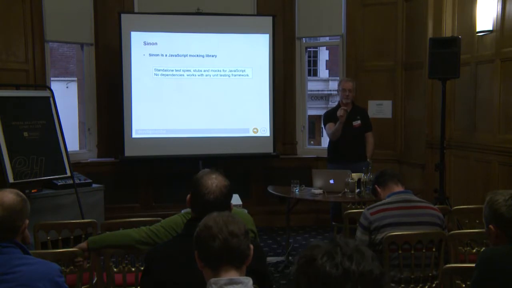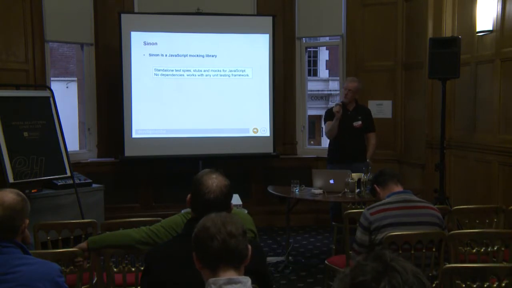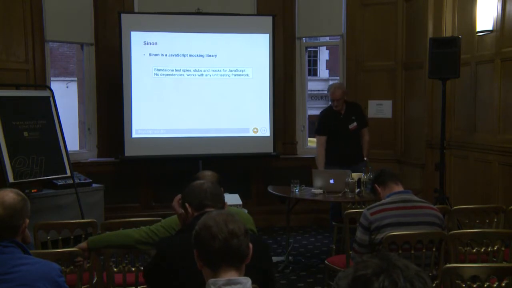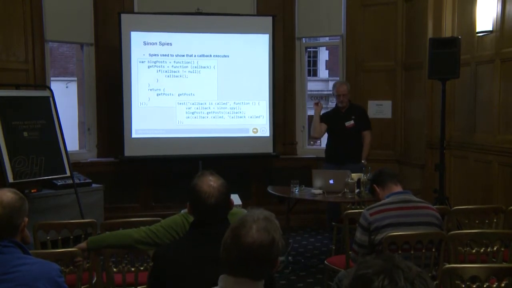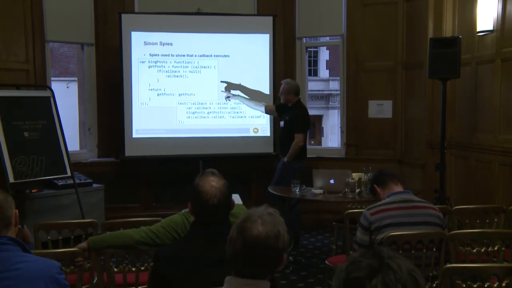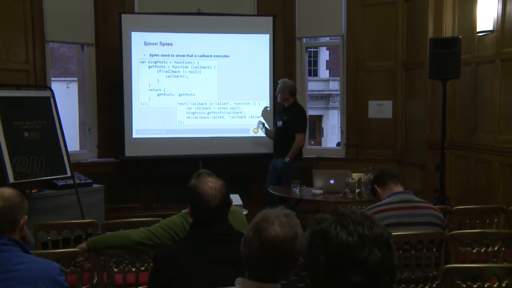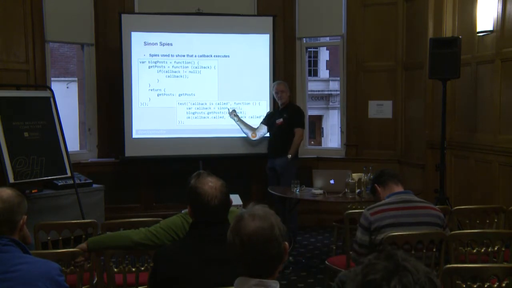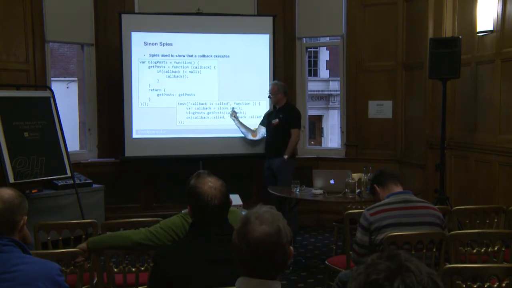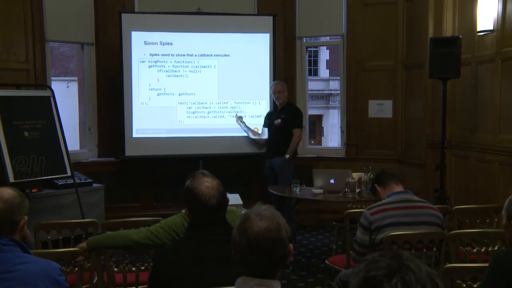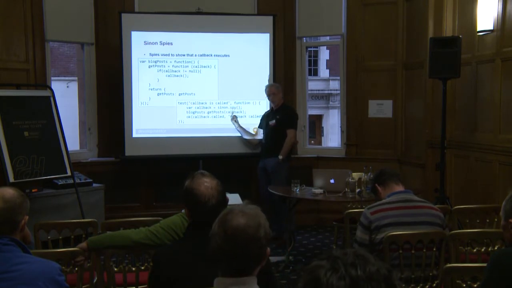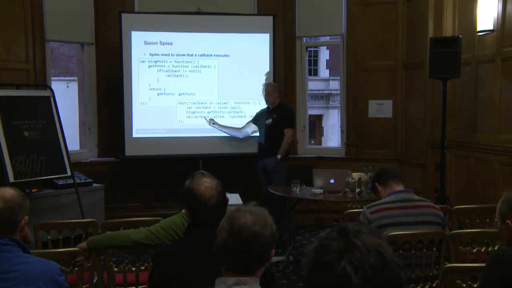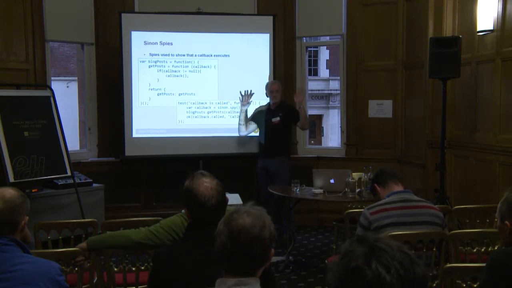So I can walk up to my spy and say, were you called? Were you called with this value? The example we saw was this: we took the blog post and called it with a callback. Rather than creating my own dummy function, I can use Sinon instead. I can say callback equals sinon.spy, and that gives me back an object, and I pass that into my function instead. This will get called by my function, I hope, and if it is called, it just sets a property in itself saying, yeah, I was called.